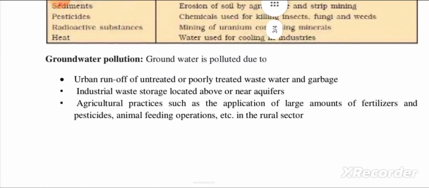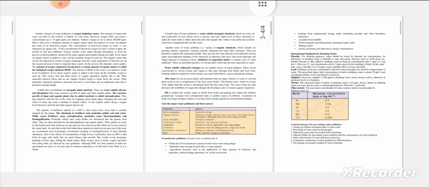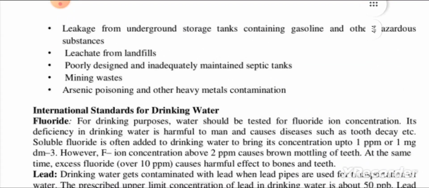Groundwater pollution. Groundwater is polluted due to urban runoff of untreated or poorly treated wastewater and garbage, industrial waste storage located above or near aquifers, and agricultural practices such as the application of large amounts of fertilizers and pesticides, animal feeding operations, etc. in the rural sector. Other causes are leakage from underground storage tanks containing gasoline and other hazardous substances, leakage from landfills, poorly designed and inadequately maintained septic tanks, mining wastes, arsenic poisoning and other heavy metals contamination.